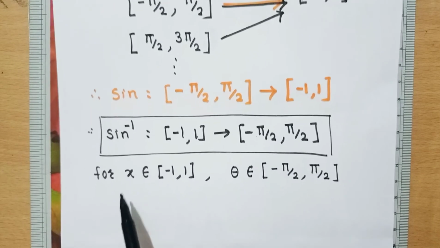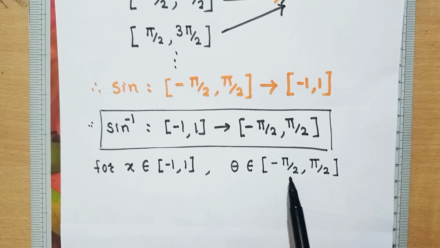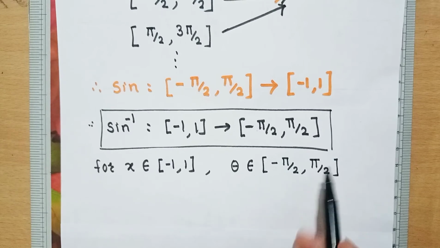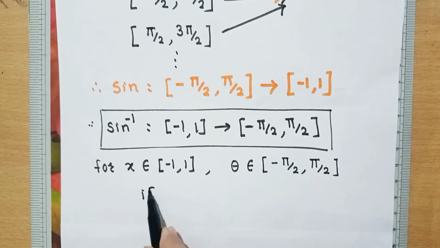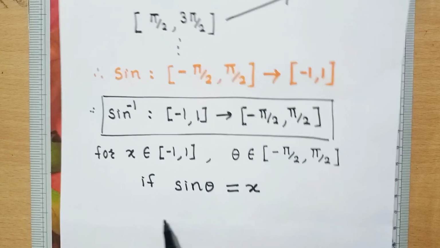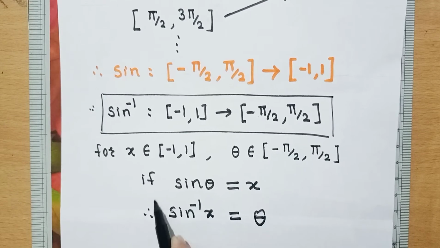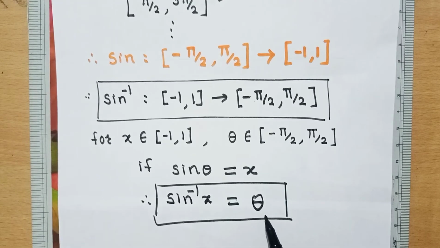And therefore x belongs to the closed interval minus 1 to 1, theta belongs to the closed interval minus pi by 2 to plus pi by 2, if sin theta is equal to x. If I move sine to that side, therefore we have sine inverse of x equal to theta. This theta is called the principal value of the sine inverse function.